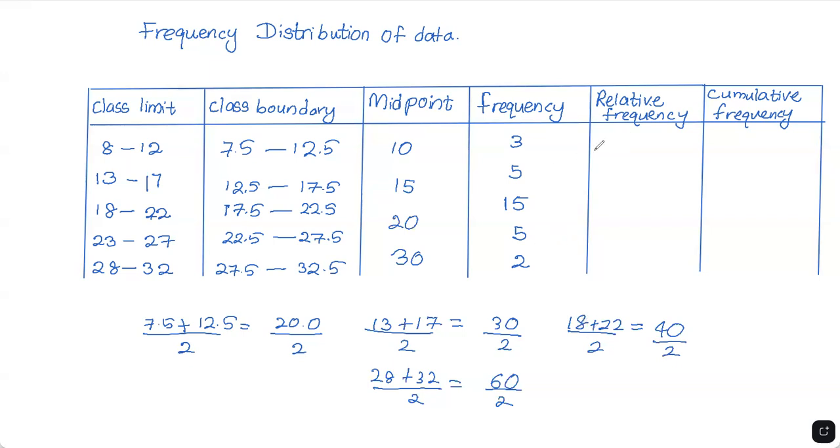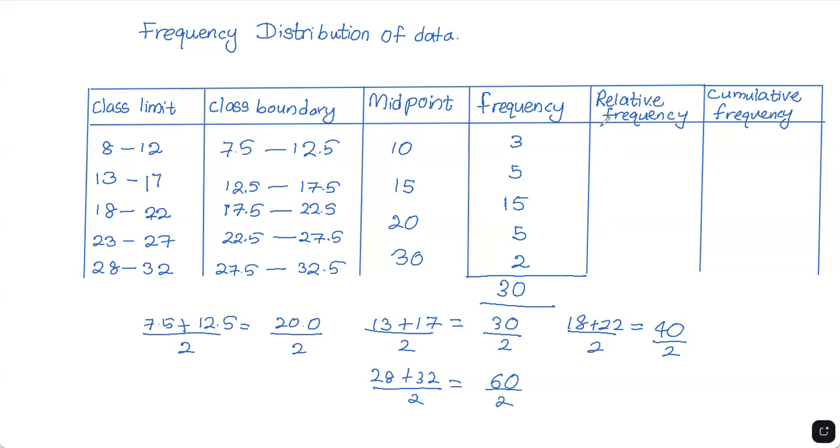Now we are going to find the relative frequencies. Relative frequencies we calculate with the total frequency. To get the total frequency, you have to add all the frequencies. 3 plus 5 is 8, plus 5 is 13. 13 plus 5 is 18. 18 plus 2 is 20. Hm, 3 plus 5 plus 15 plus 5 plus 2 is 30. So your total frequency is 30.